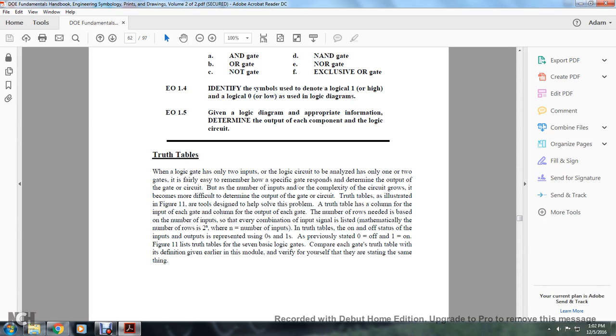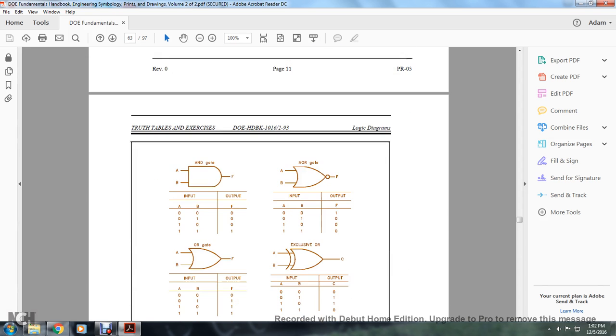Figure 11 shows the truth tables. There are several basic logic gates, each with its own truth table. Verify for yourself that you are stating the same thing.